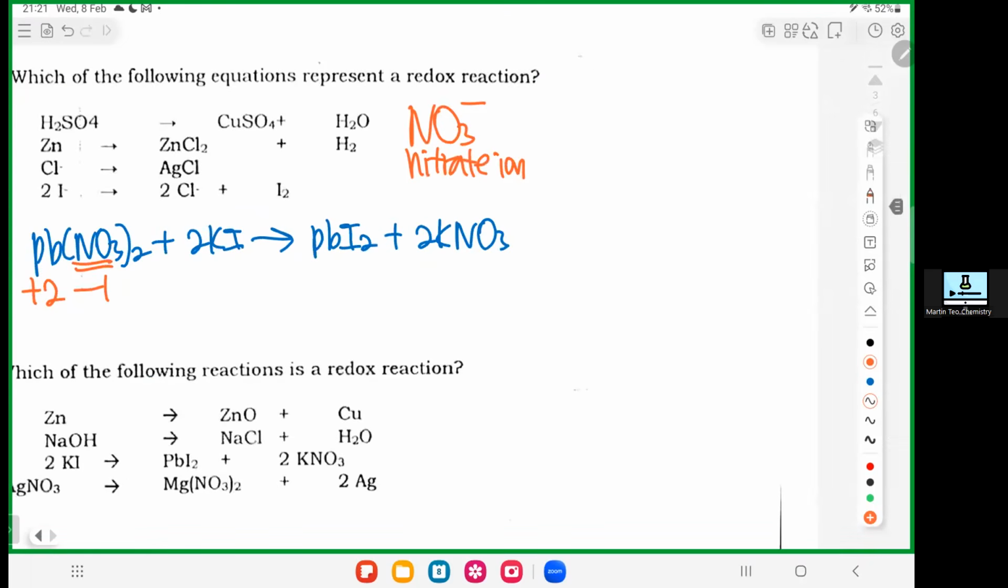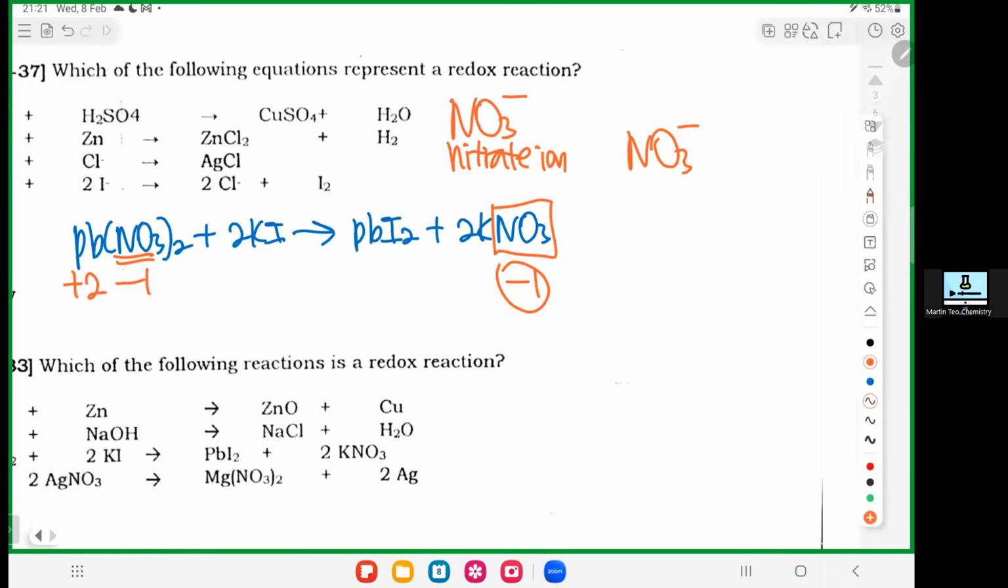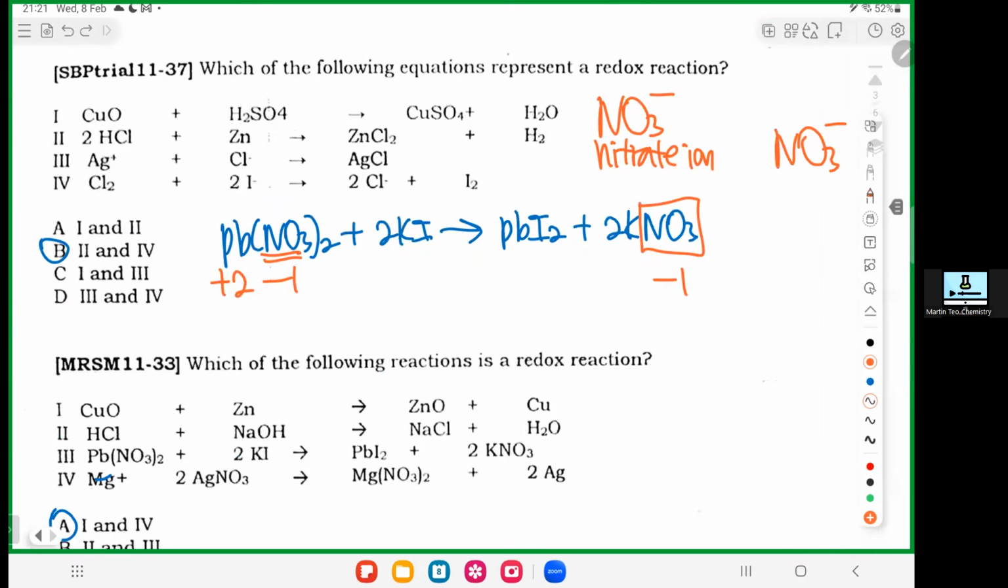Look at here, the right hand side. Here also got NO3, right? The whole NO3 here is what? The whole NO3 is -1. So the -1 is not the nitrogen, it's not the oxygen, but is the whole thing. Let me stop here for a while. Are you guys okay with this NO3 concept?